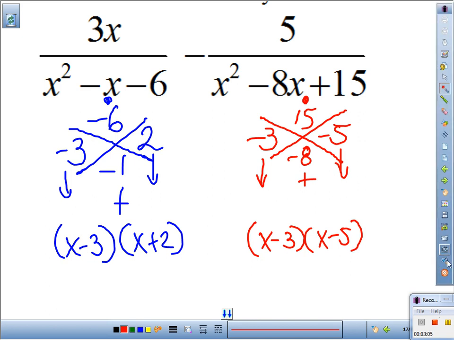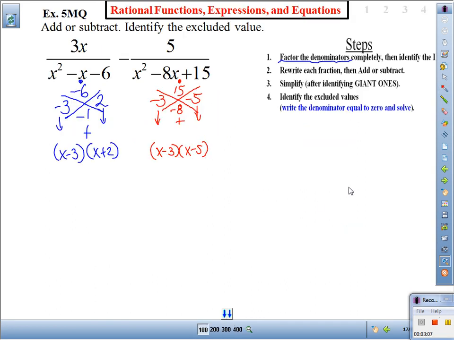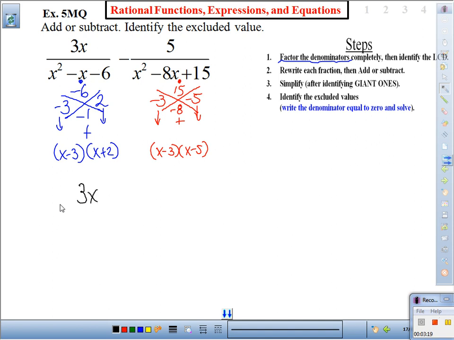So now, look what I'm going to do. I'm going to zoom out. I'm going to rewrite the two fractions, but instead of writing the trinomial, I'm going to write just the factors so you can see what they look like now. So this fraction looks like this: 3x over x minus 3 and x plus 2. Do you agree? Minus, then we have 5 over x minus 3 and x minus 5. That's what they look like now. Okay, write that down.